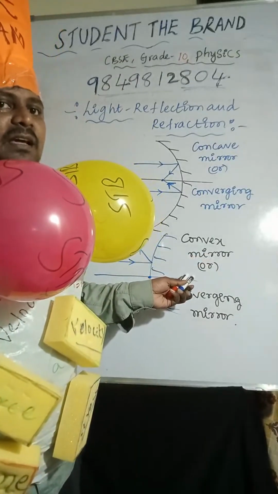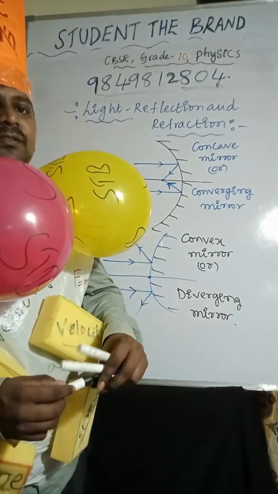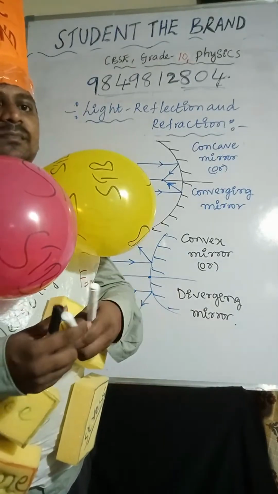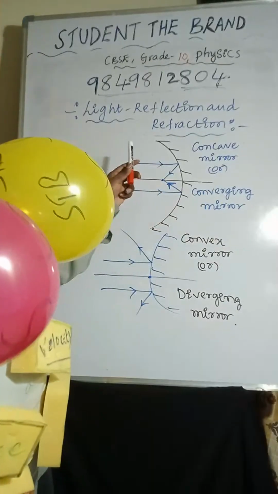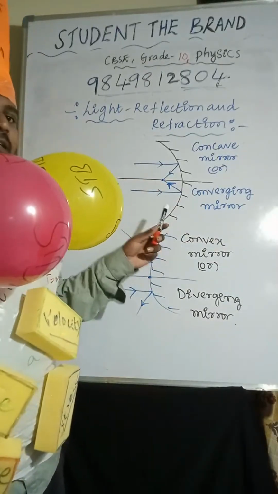I hope it is very clear to you. Okay, so concave mirror, converging mirror; convex mirror, diverging mirror.